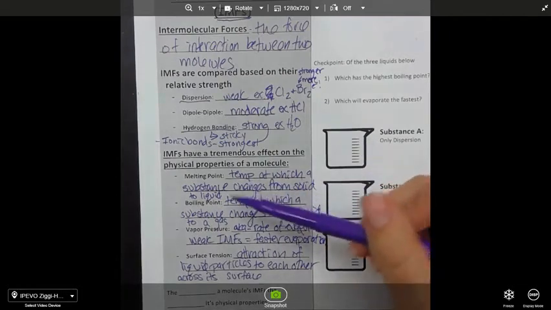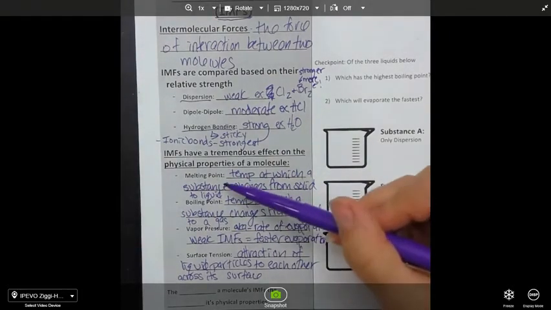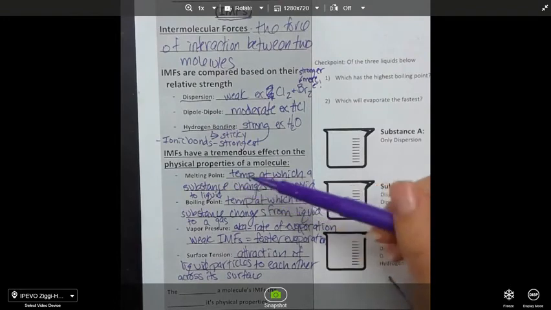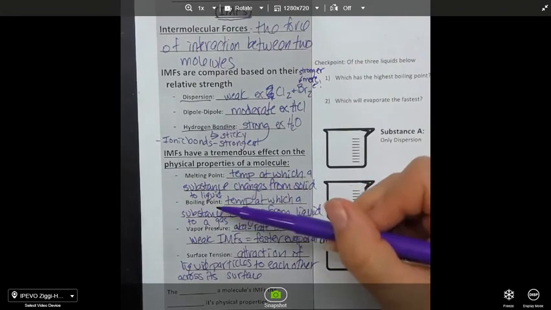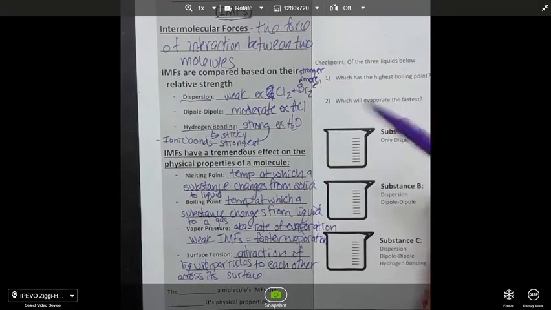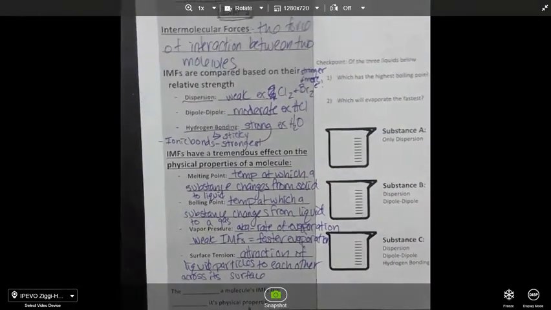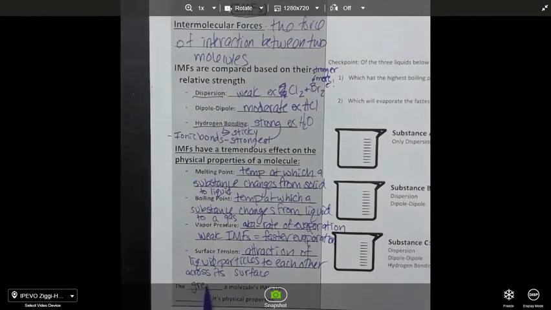I also should mention with melting point and boiling point, the higher the melting point, the stronger the intermolecular force. The higher the boiling point, the stronger the intermolecular force. So if we were to put all of that together, the greater a molecule's IMFs, the greater its physical properties, like melting point, boiling point, the rate of evaporation is slow, and then greater surface tension.